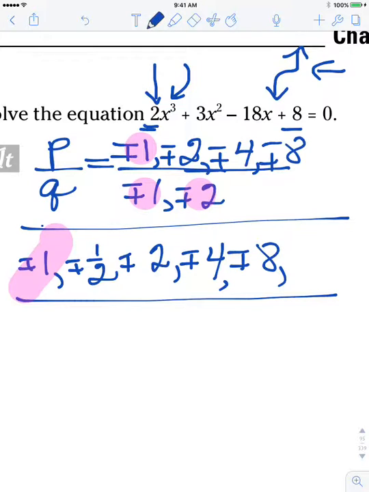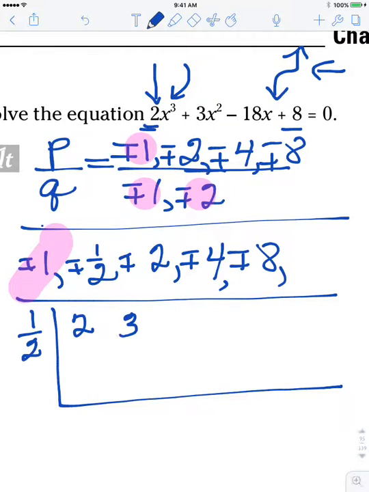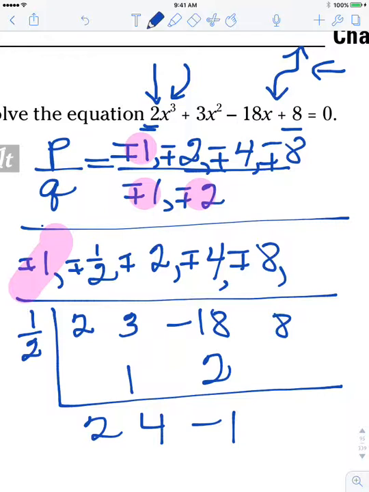Okay, you know what? Let's try 1/2. Is 1/2 a 0? And I'm going to use 2, 3, negative 13, and 8. And as you can see, I don't need any placeholders. Okay, so 2 times 1/2 is 1. 3 plus 1 is 4. 4 times 1/2 is 2. And this is going to give me negative 11.